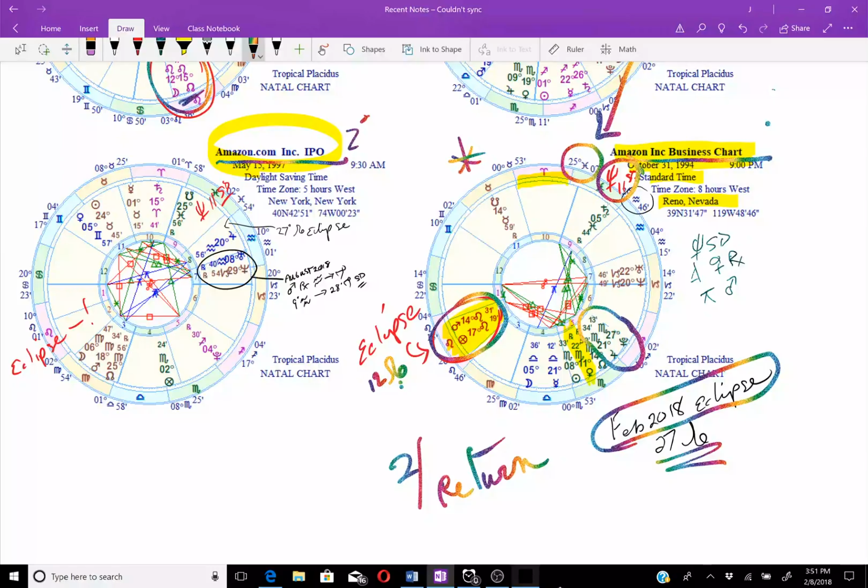Now, Jupiter returns are typically very, very lucky. Like, there's a lot of good stuff that comes with Jupiter returns. Mostly, not always. How a Jupiter return plays out for you has a lot to do with how well Jupiter integrated into your chart. Now, with this particular company, because Jupiter is near Pluto, it's going to come close.